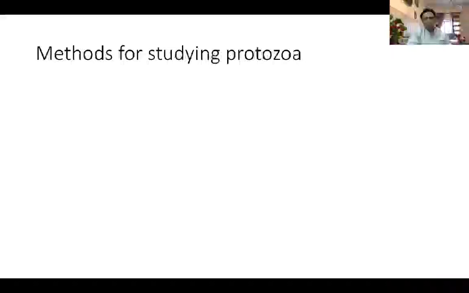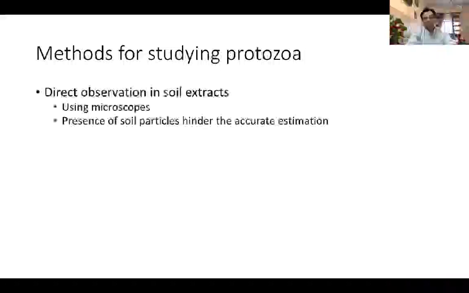So how do we study protozoa? Now here we discuss the different methods that are used to study the protozoa. One is the direct observation of protozoa in soil extracts. Using microscopes, we can see protozoa. We extract the soil, and then we see it under the microscope. However, the drawback is that in this extract we also have some soil particles that may hinder the accurate estimation of protozoa.